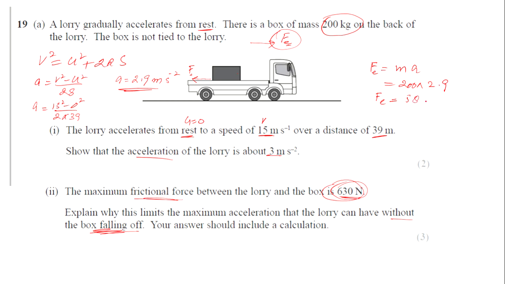So the forward force or engine force on the box is 580 Newton, or you can round it off. Fe is equal to 600 Newton. So this is the forward force, and if you see, the forward force Fe is approximately equal to the friction force, about 630 Newton. So there is no net force. There is no net force that can cause the box to accelerate individually or independently, so the box will not fall.